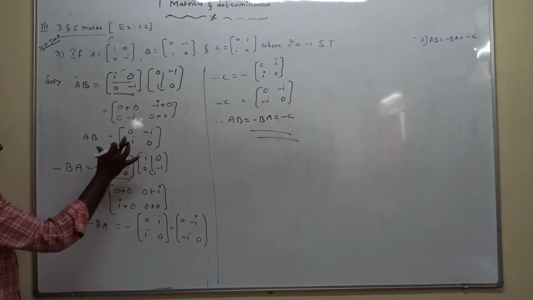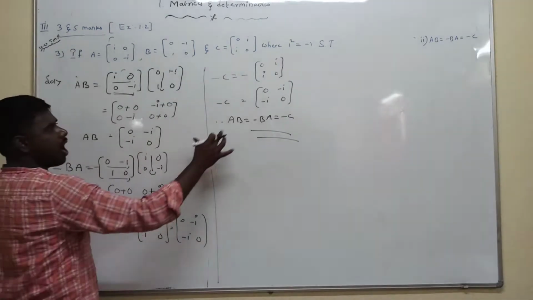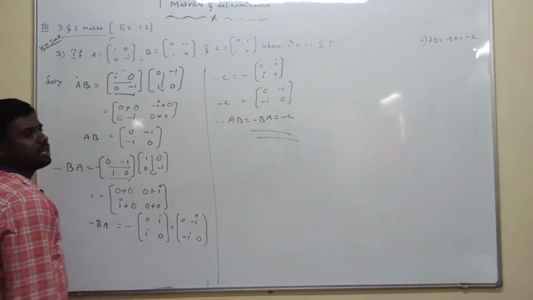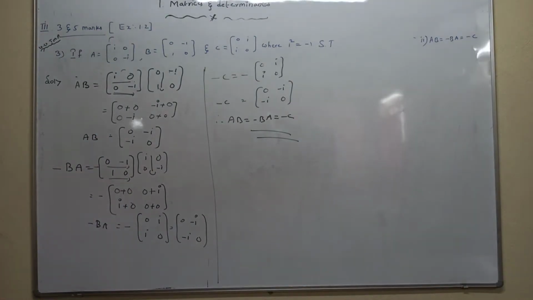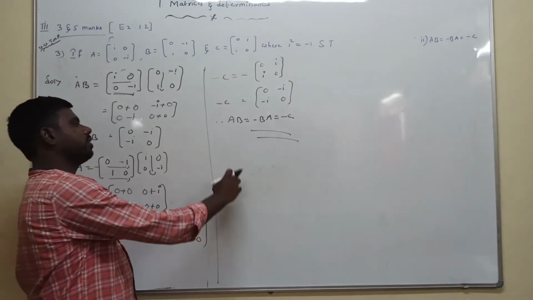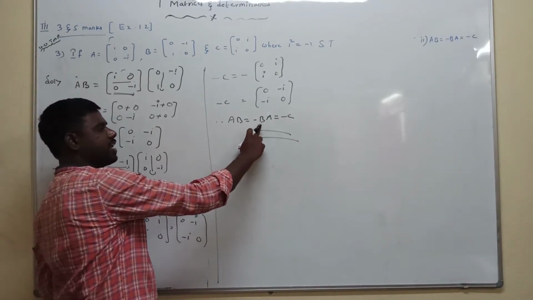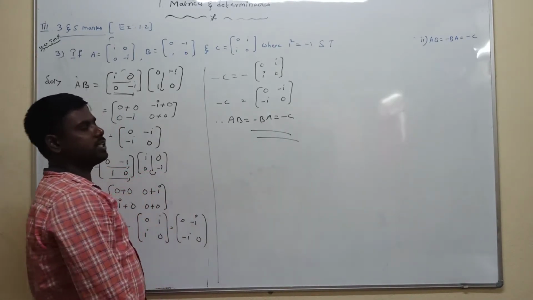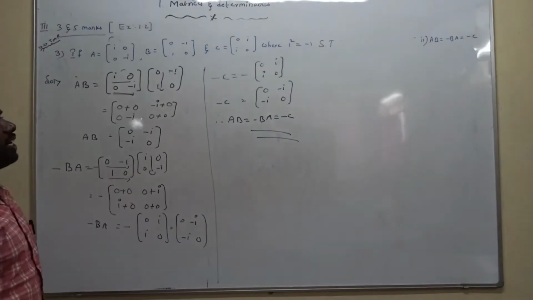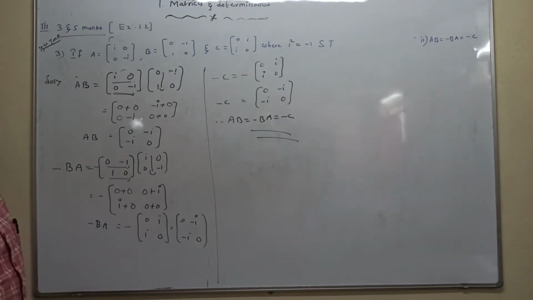The AB matrix, the minus BA matrix and the minus C matrix are all equal matrices. That's why finally we are writing the conclusion: AB is equal to minus BA is equal to minus C. This is the required solution for this question. Next we are discussing the fourth one.